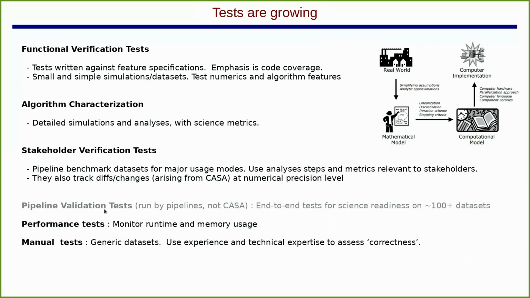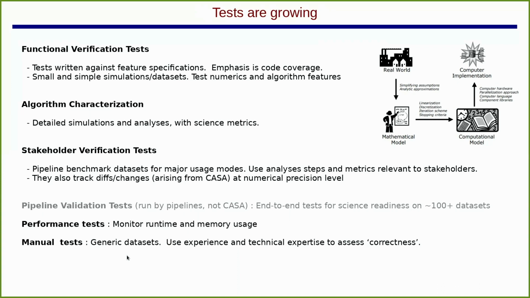There are also pipeline validation tests, which I should emphasize are not run by us. They're run by the science application groups. And they test end-to-end analysis runs. And that's where the error propagation tests come in, metrics come in. There are also performance tests. And of course, there are also manual tests where people just use their own experience and technical expertise to judge whether something is correct or not.